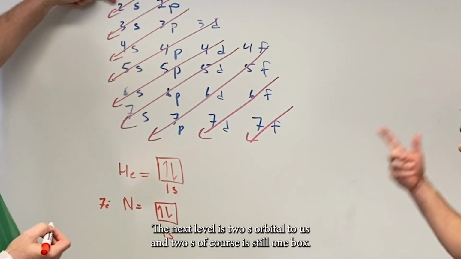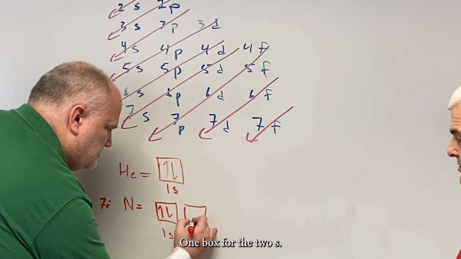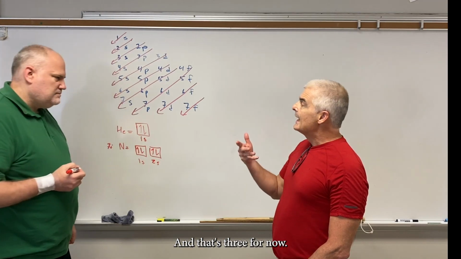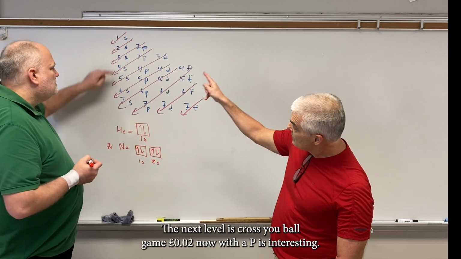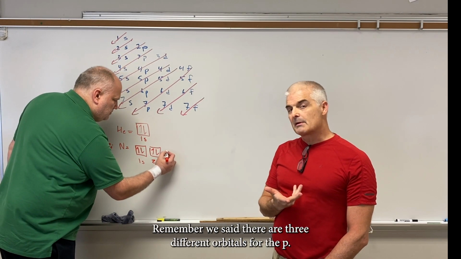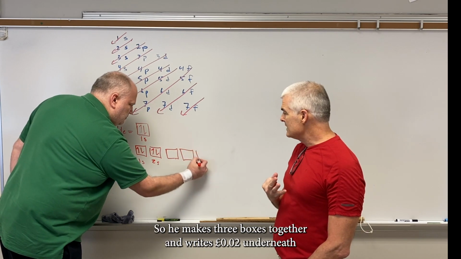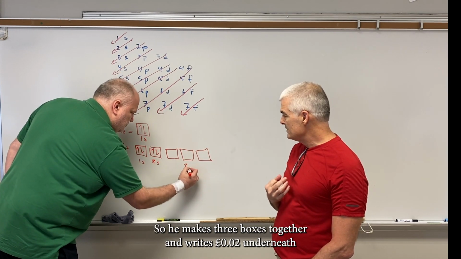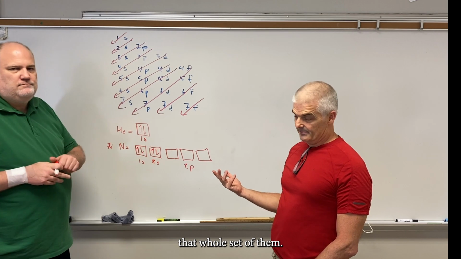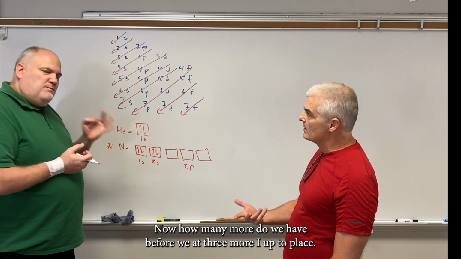The next level is the 2s orbital. And 2s, of course, is still one box, and that's 3, 4. Now the next level is 2p. With the p, this is interesting. Remember we said there are 3 different orbitals for the p, so we make 3 boxes together and write 2p underneath that whole set of them. Now we need to put in the electrons. How many more do we have? We have 3 more electrons left to place.